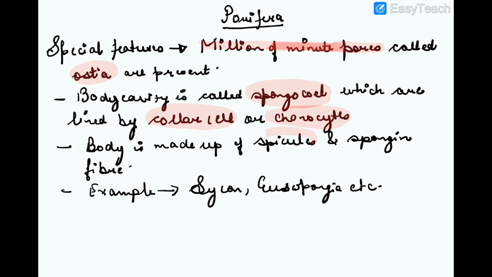The body is supported by spicules and spongin fiber. Examples of Porifera are Sycon and Euspongia.